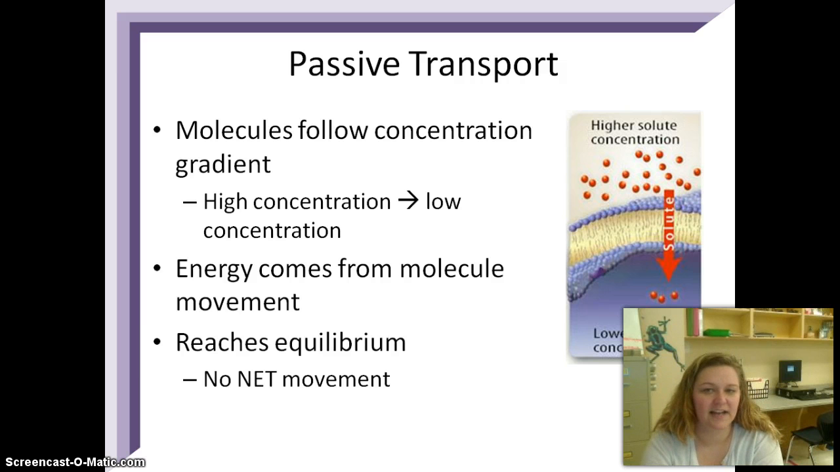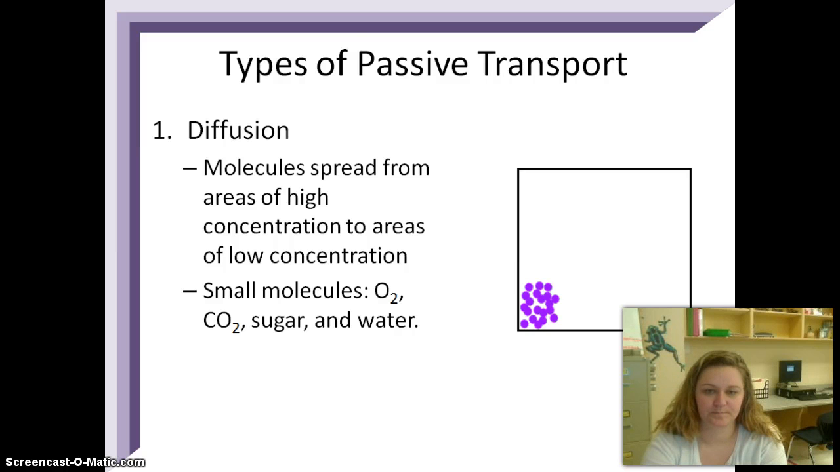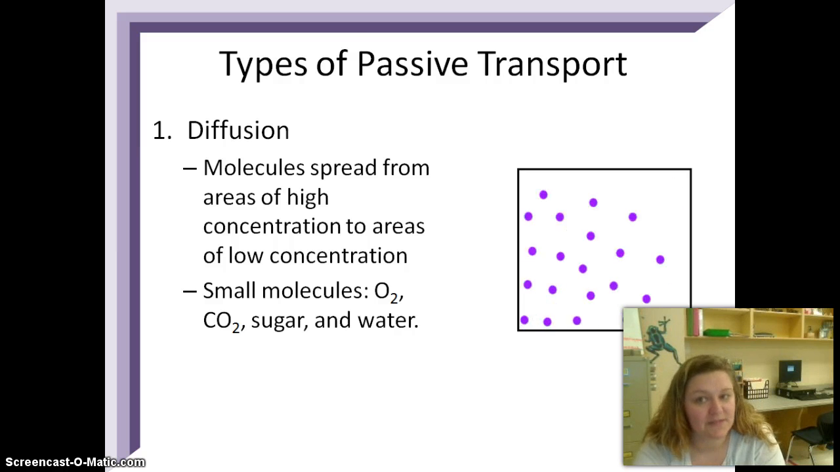I like to think of it kind of as rolling down a hill because it doesn't require any actual energy. So it's like whenever you were a little kid and you'd lay up at the top of the hill and you rolled down. Well, it didn't take you very much energy to do that. There are three different types of passive transport.